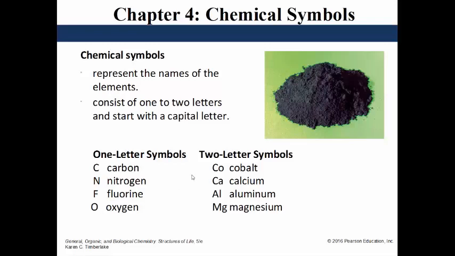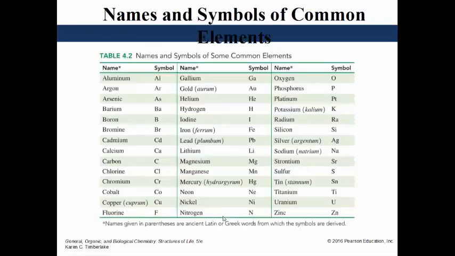For some two-letter symbols, cobalt, Co, only the C is capitalized, the O is not. Calcium, Ca, aluminum, Al, magnesium, Mg. Some very common examples of both one and two-letter symbols used for various elements. There's a table of some common elements. Some have one letter, some have two.